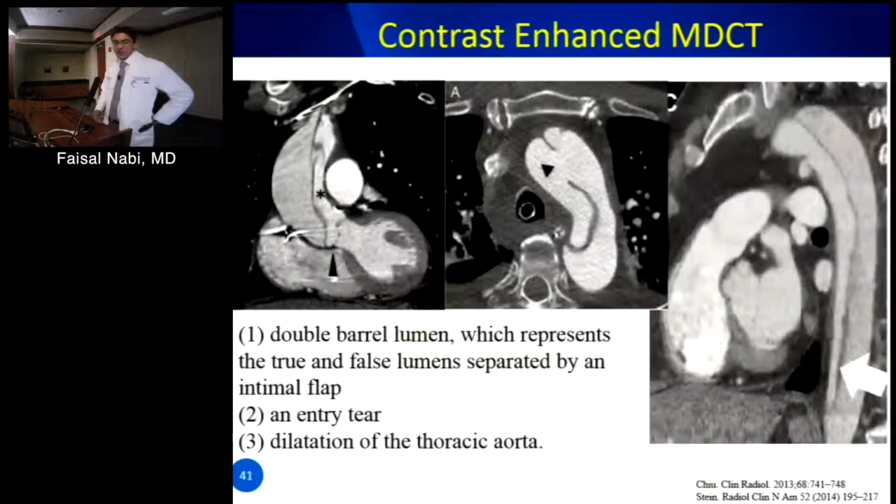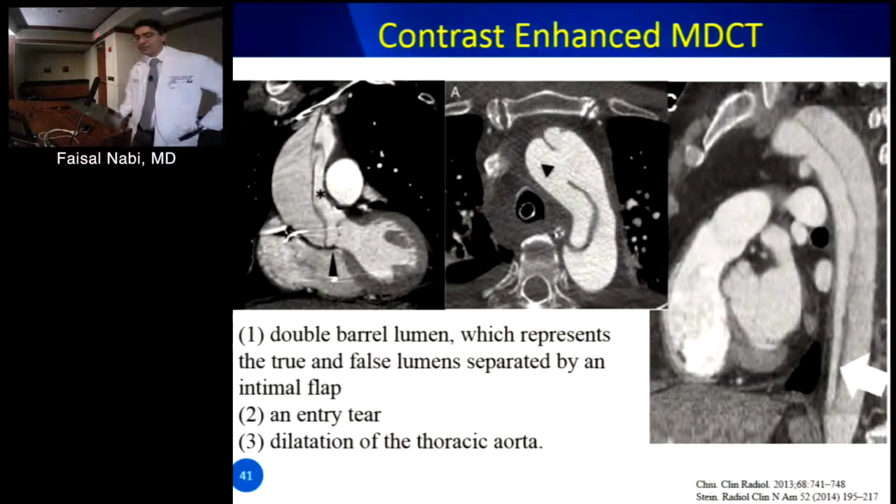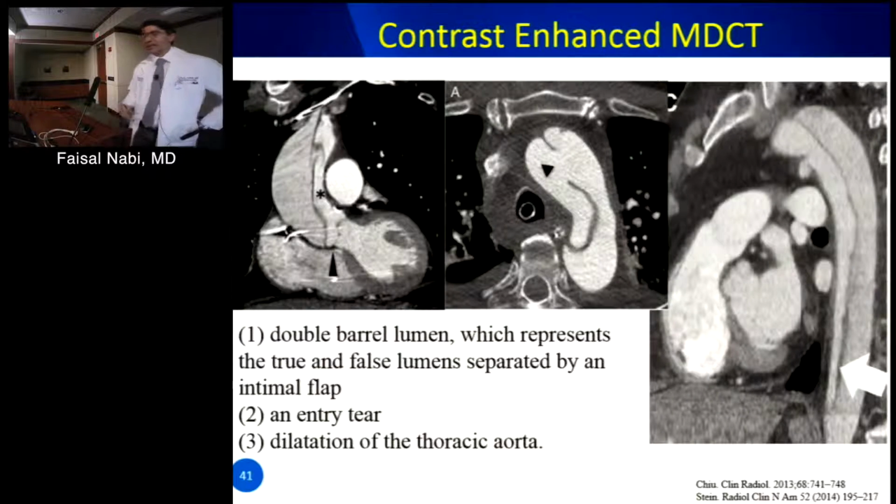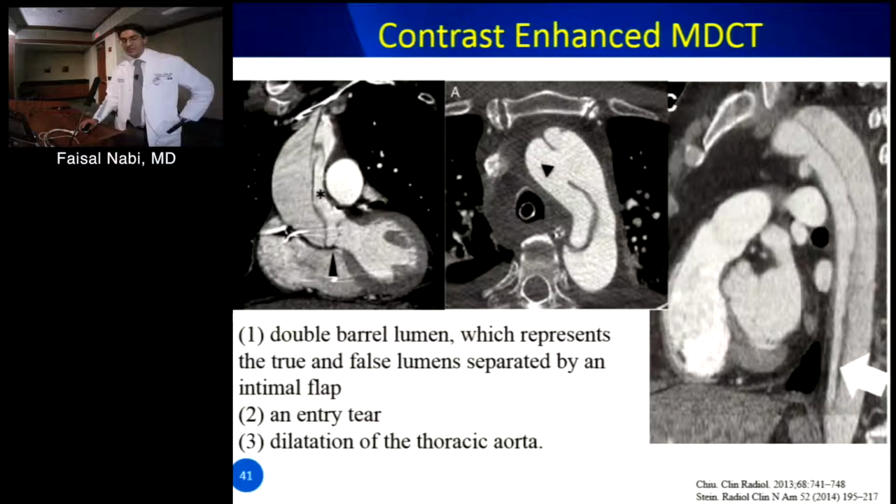Contrast-enhanced CT and cardiac MRI can provide a lot of useful information, and it helps you make the diagnosis. Classic findings are the double-barrel lumen, which represents the true and false lumen separated by the intimal flap. We can identify entry sites and exit sites, and at the same time identify dilations and sizes of the aorta.